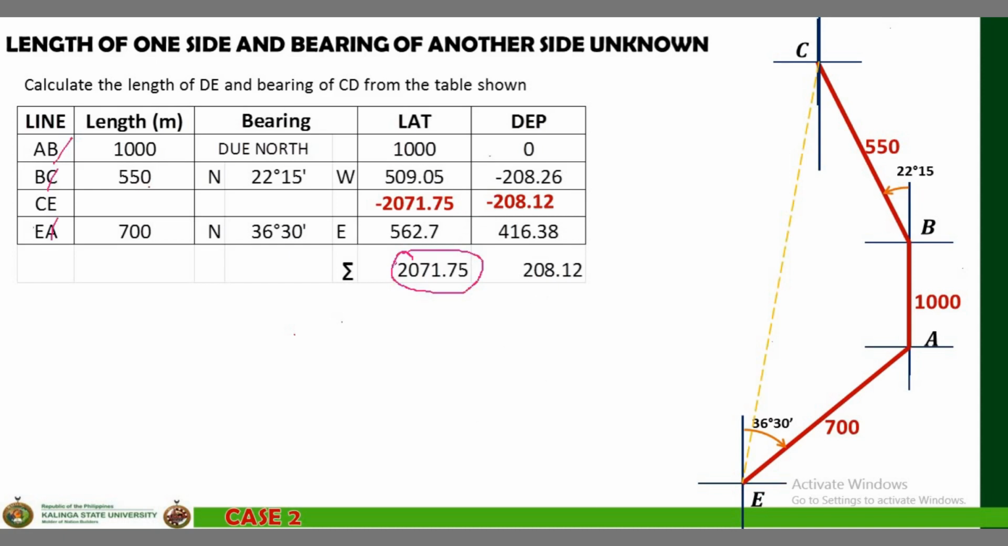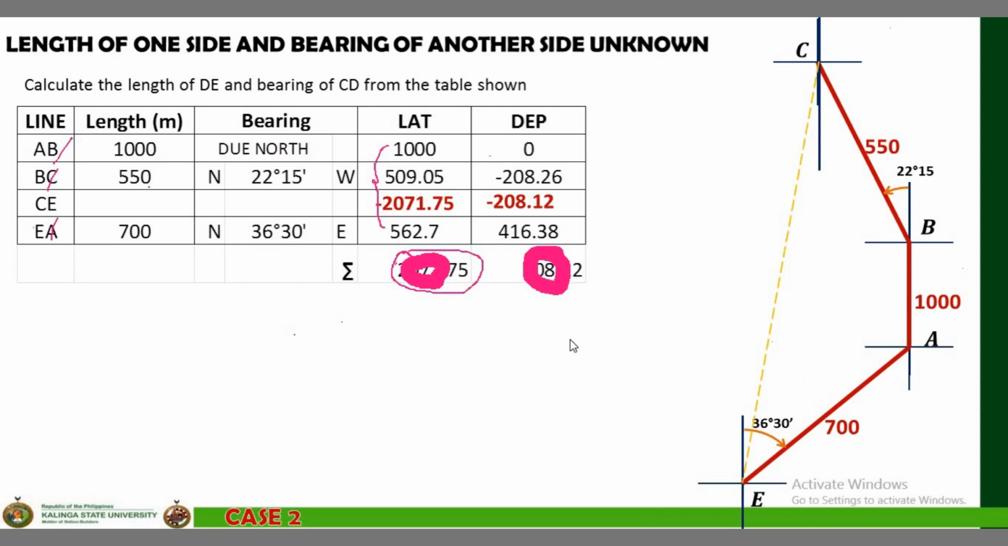So that once you take the sum, 1,000 plus 509.05 minus 2,071.75 plus 562.7, it becomes 0. The same goes for the departure. If you take the sum, 0 minus 208.26 minus 208.12 minus 416.38, it also becomes 0.